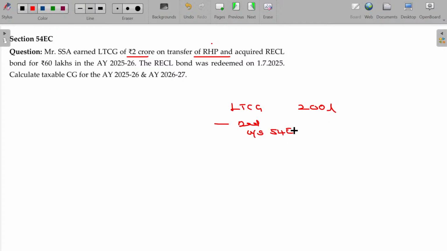Now you can subtract the deduction under section 54 EC. If you sell the house property and buy a house property, then section 54 will come. Sell the house property and buy the RECL bond, and it will come under section 54 EC. Can I sell the house property and buy a house property as well as a bond? Yeah, of course you can do both. Then you will be eligible for claiming the deduction under section 54 as well as 54 EC, both.